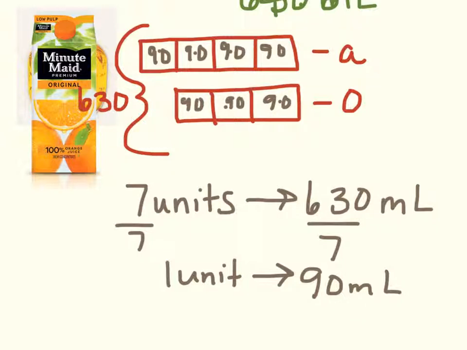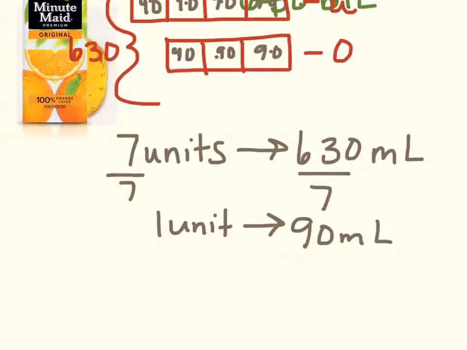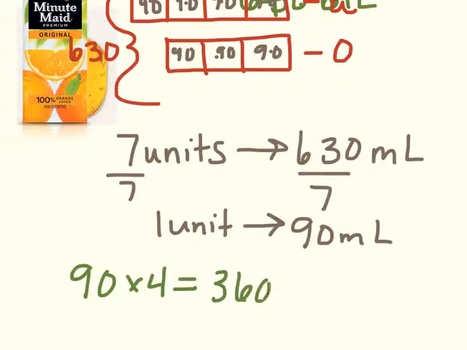All right, so to find out how much apple juice Megan uses, we need to take 90 times 4, because there are 4 units of apple juice. So 90 times 4 will give us 360 milliliters. So Megan used 360 milliliters of apple juice to make 630 milliliters of punch. Let's try another question using this same original setup.